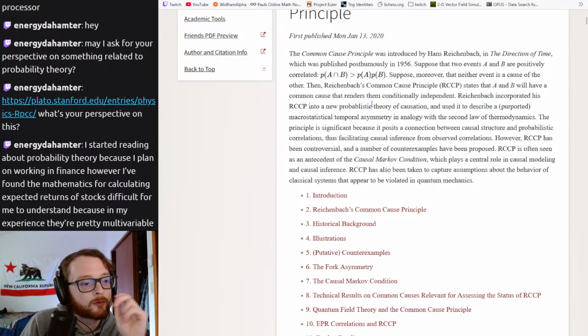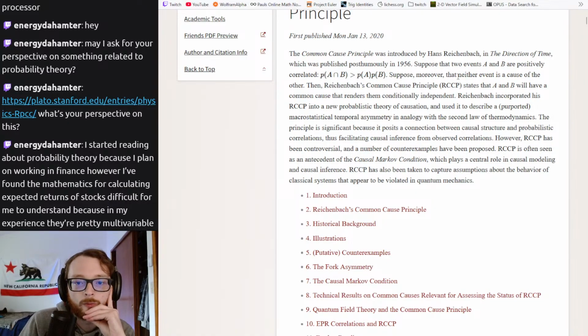Started reading about probability theory because I plan on working in finance. However, I found the mathematics for calculating expected returns of stocks difficult for me to understand because in my experience they're pretty multivariable. That would make sense. Probability in general is a really tricky topic. I haven't really gone into financial math for myself, but with probability, it's one of those areas where it feels like you need to be like a lawyer, because half of it is like a word problem and interpreting the words exactly correctly.